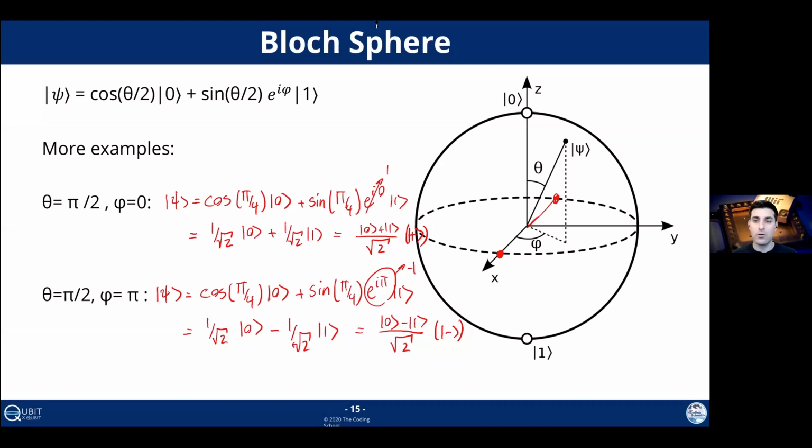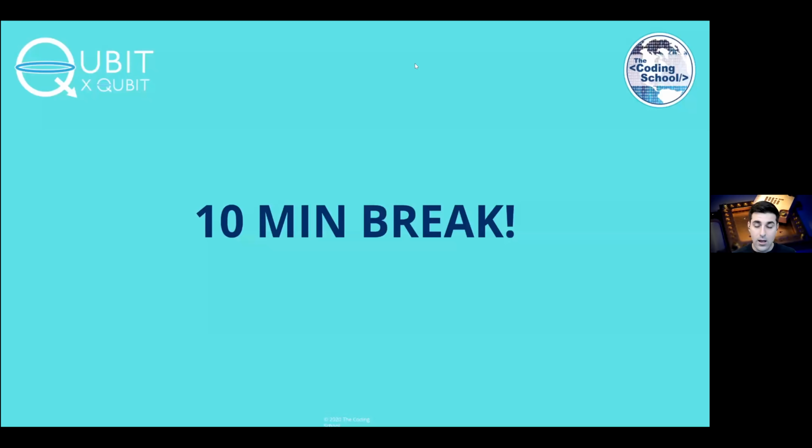So this is another way that the discussion that we had about measuring along different axes ties back to this representation that we have in terms of the Bloch sphere. Again, the Bloch sphere is a very powerful tool because of that.